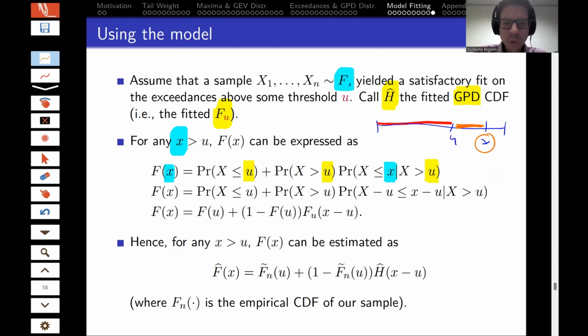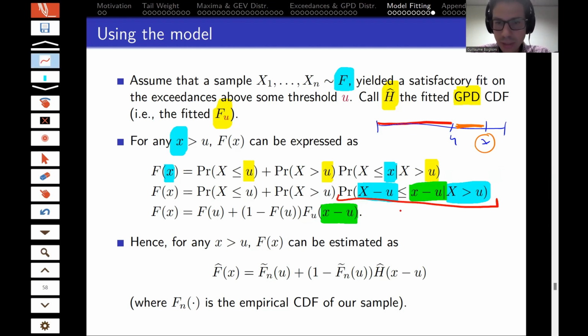Okay, and then you can rewrite this because you want to make appear what you have, which is F little u. Here you just subtract u on both sides: the probability that X minus u is smaller than little x minus little u. And why do you write it this way? Because this is exactly a conditional probability that gives you big F_u. Well, yes, it's the probability that the exceedance random variable X minus little u, given X is bigger than u, is smaller than whatever amount, x minus u. So this probability is exactly F little u evaluated at this argument, x minus little u. Okay, this is what we wanted.